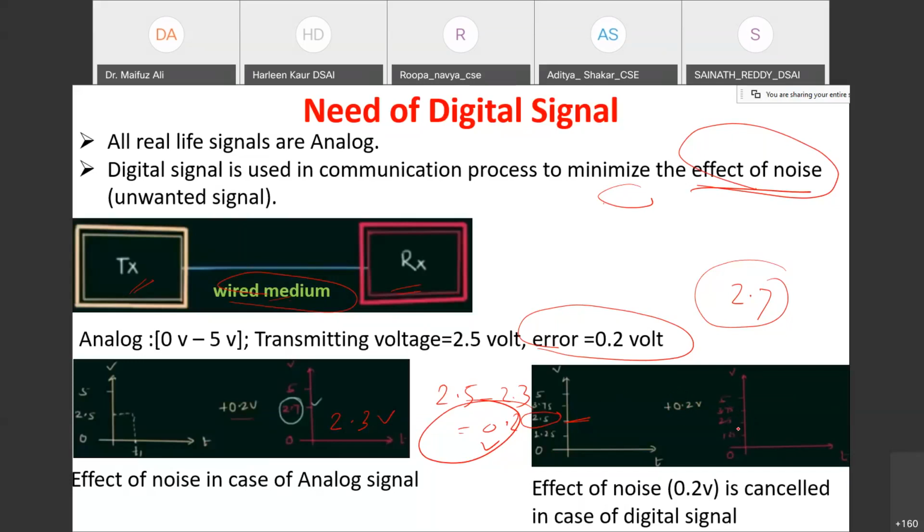But in case of digital, even if we receive 2.7, we cannot consider it as 2.7. We have to consider 1.25, 2.5, 3.75 in this discrete range. So even if we receive 2.7, we will consider it as 2.5. In this way, we can cancel the effect of error.